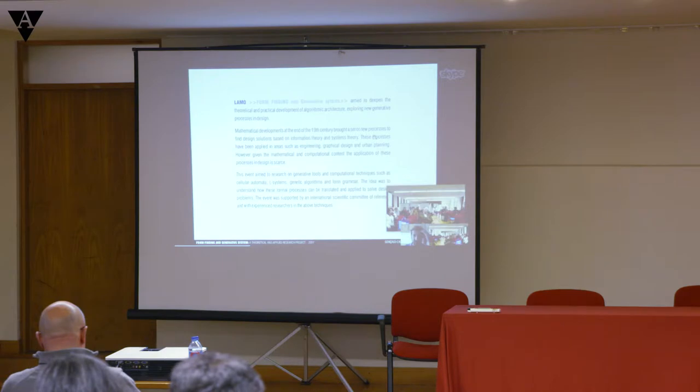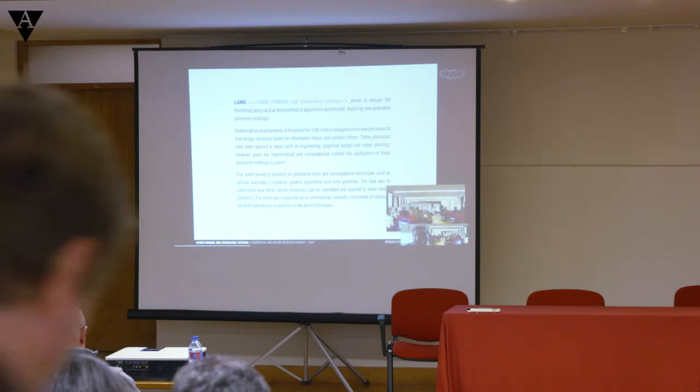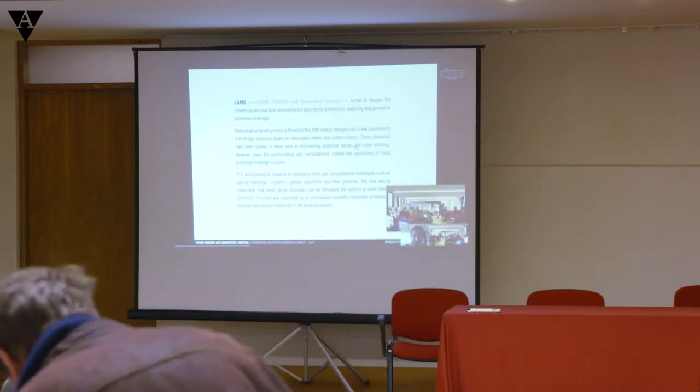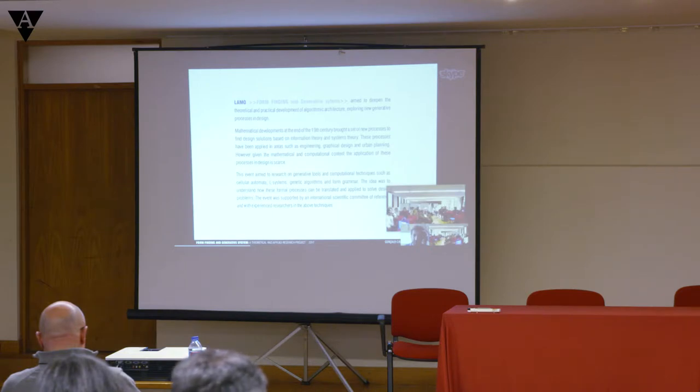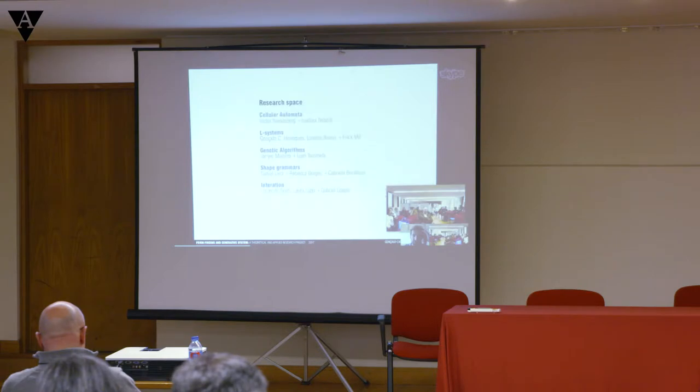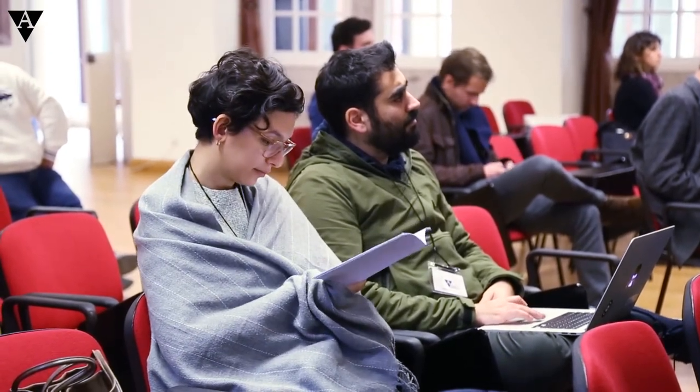So the event aimed to research generative tools and computational techniques such as cellular automata, L-systems, genetic algorithms, and shape grammars. The idea was to understand how optimal processes can be translated and applied to solve these kinds of problems. So the event was supported by a committee, as I already mentioned, with a specialist in each technique. So we have five groups: cellular automata with Victor Sandenberg, who will explain later in the paper, another with L-systems, one with genetic algorithms, and one with shape grammars, which Len presented also. And connected with these four techniques, we had an interaction team dealing with VR and augmented reality that was working in parallel.